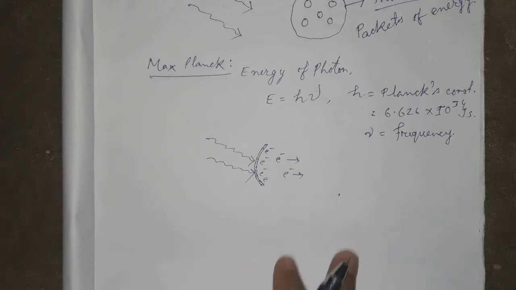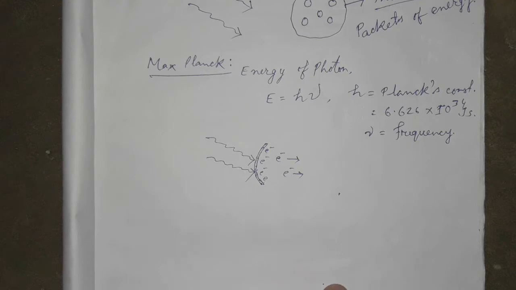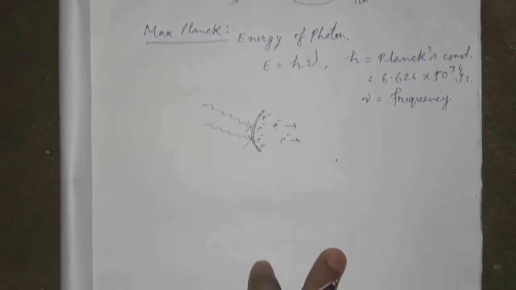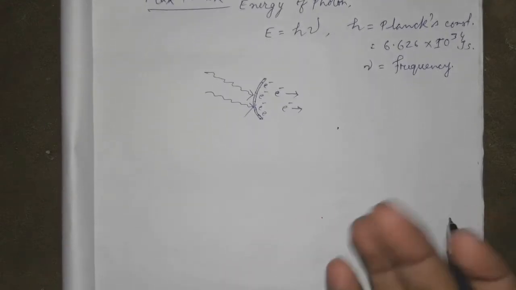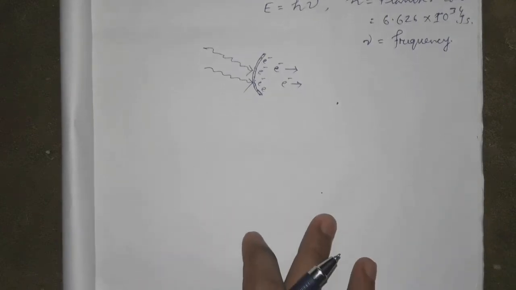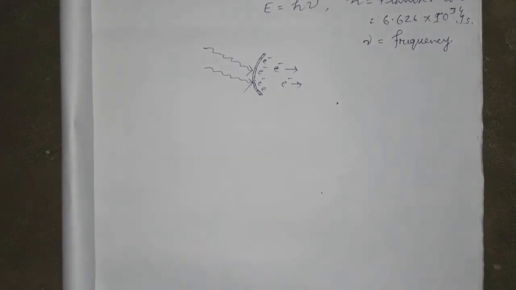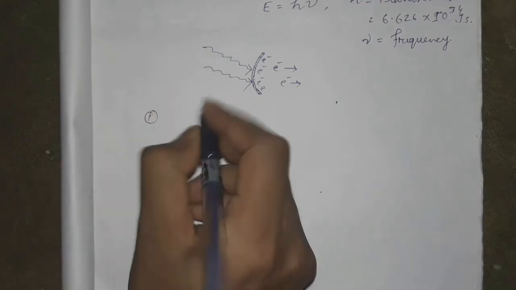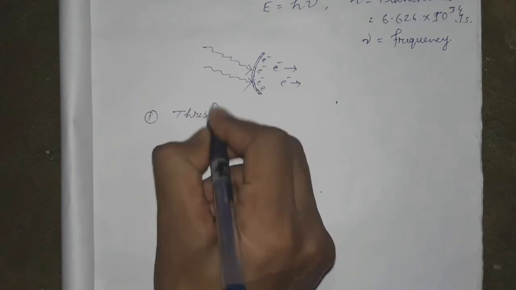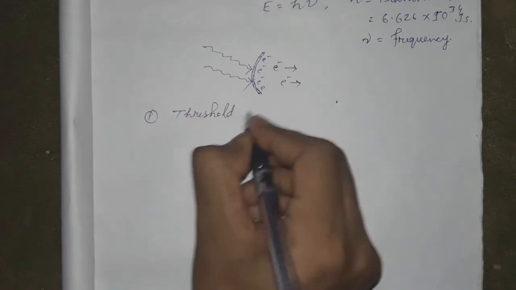But here, the most important thing is an equation which is called the photoelectric equation. Before coming to that equation, we'll have to know a few terms related to this. Number one is threshold frequency.